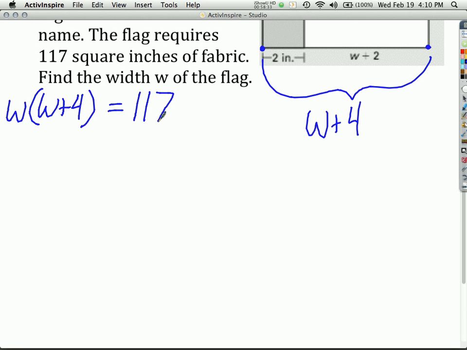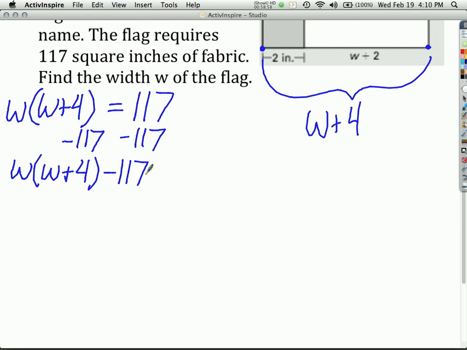Now, this is factored form, but factored form only works if this is a 0. So we can't use this form because this is not a 0. So now we could subtract 117 from both sides, but now we're left with this, which is okay, but I still don't know how to solve that. We haven't learned how to do that yet. So we actually have to kind of multiply things out to get the correct polynomial that we need.